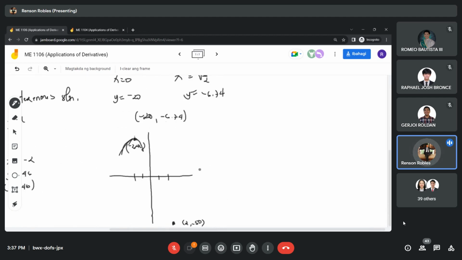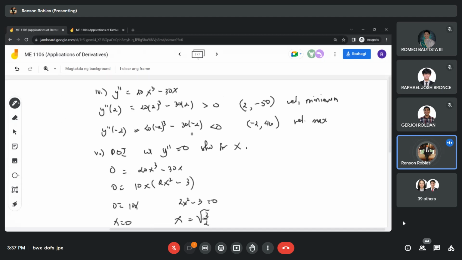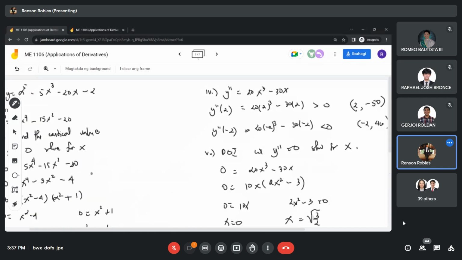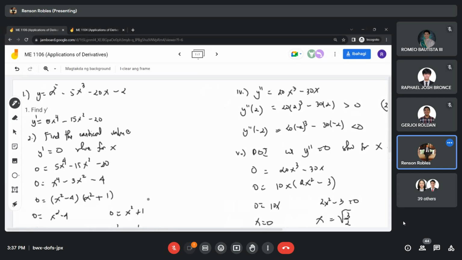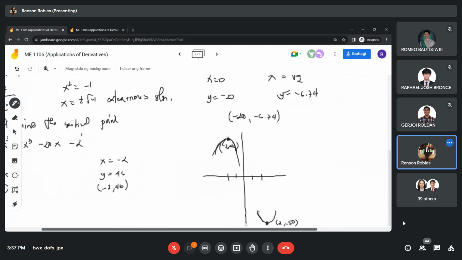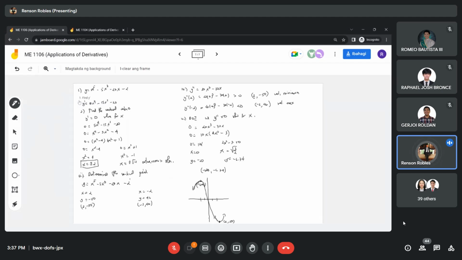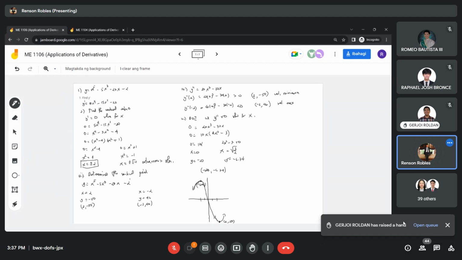Then, ito ay relative mean. So, nakaganito na lang siya. Okay, then pag dudugtungin na lang natin yan, dadaanan niya yung point of inflection. And you're done. Okay. Relative mean, relative max. Okay? Question, clarification?